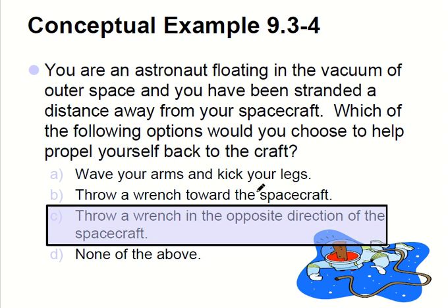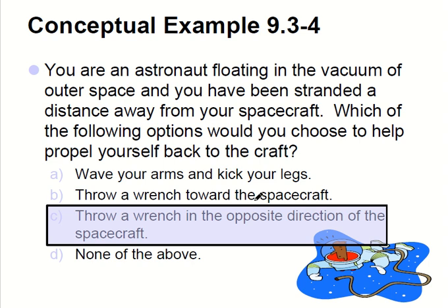When you wave your arms and kick your legs, that just moves part of your own body around, but no external forces apply. So your center of mass is going to stay exactly the same. The second one, so that's wrong.